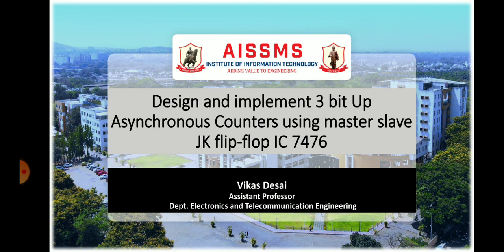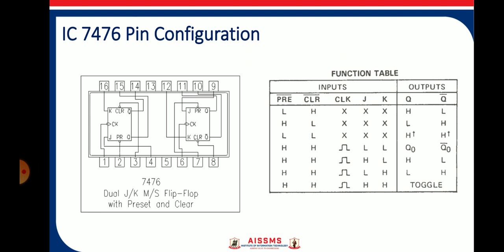Today we are going to learn how to design and implement a 3-bit up asynchronous counter using master-slave JK flip-flop IC7476. This is the pin configuration of IC7476. IC7476 contains two master-slave JK flip-flops with preset and clear pins. Basically, the preset pin is used to set a one value inside the JK flip-flop, and the clear pin is used to set a zero value inside the JK flip-flop.